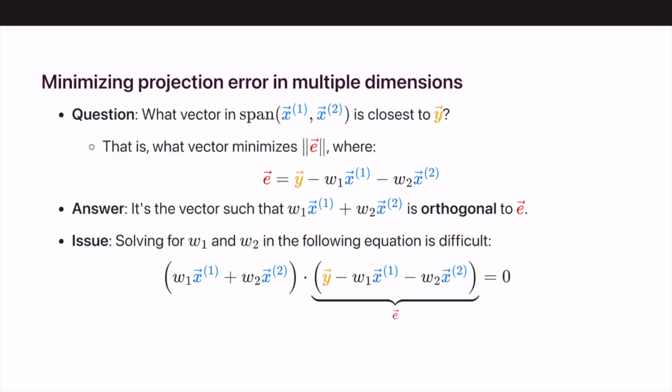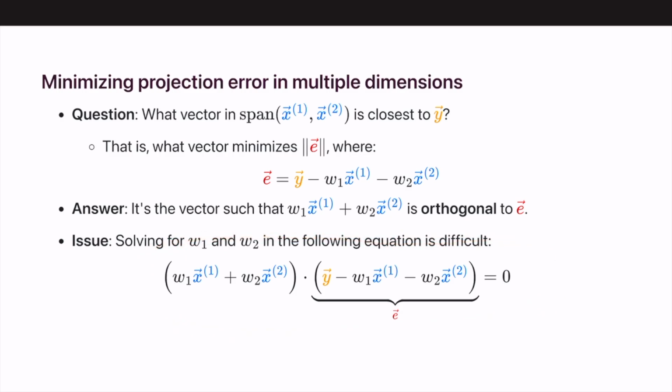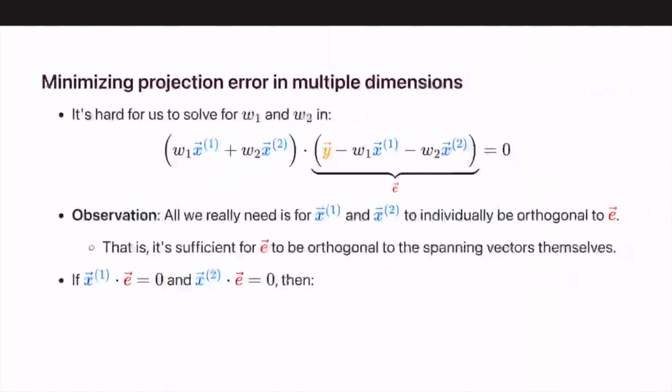But how do we rewrite this? We'll start with that into a system of equations. And in order to do that, we have to think about what this equation is saying. We can decompose this large equation into 2 smaller problems, one for x1 and one for x2. We can do that by making an assumption, and that assumption is that both x1 and x2 are individually orthogonal to the vector e that we're trying to find.